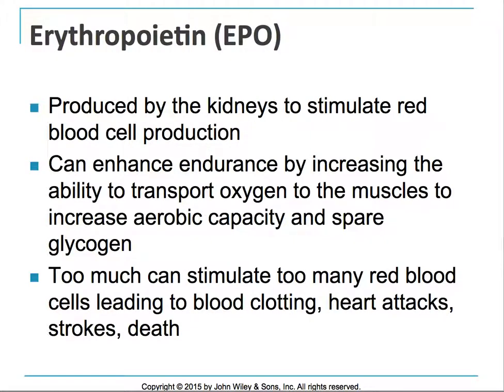And finally, erythropoietin, which is abbreviated EPO, again, not something you're going to have to spell, is produced by the kidneys to stimulate red blood cell production. It can enhance endurance by increasing the ability to transport oxygen to the muscles to increase aerobic capacity and spare glycogen. Too much EPO can stimulate too many red blood cells, which isn't good because too many red blood cells trying to force themselves through your blood vessels all at once can actually lead to blood clotting. Severe clotting, as we know, can then lead to heart attacks, stroke, and even death.